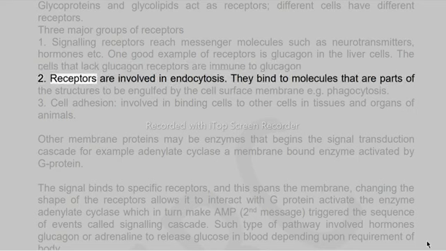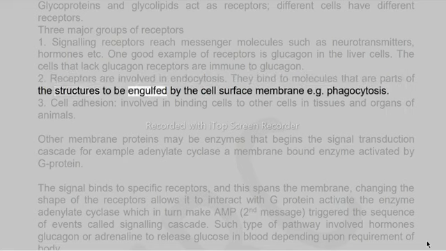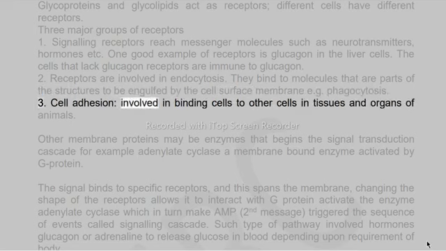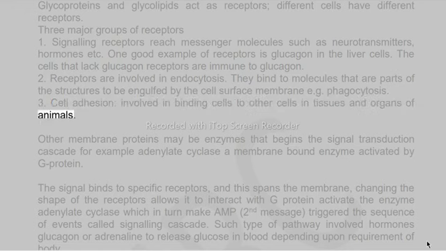2. Receptors are involved in endocytosis. They bind to molecules that are parts of the structures to be engulfed by the cell surface membrane, e.g. phagocytosis. 3. Cell adhesion, involved in binding cells to other cells in tissues and organs of animals.